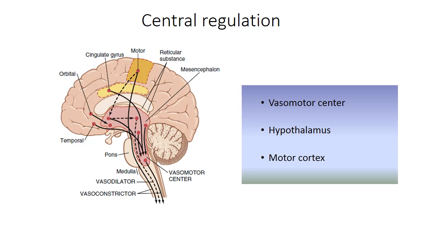Also, you can see the relation of the vasomotor center with some other parts such as the cingulate gyrus, mesencephalon, and motor cortex, and please note that the dashed lines are inhibitory pathways and the straight lines are activatory pathways.